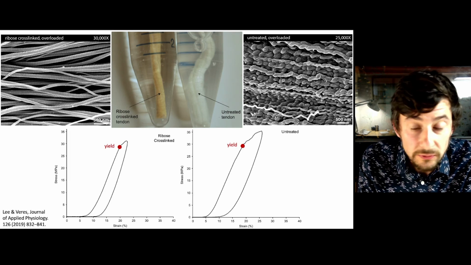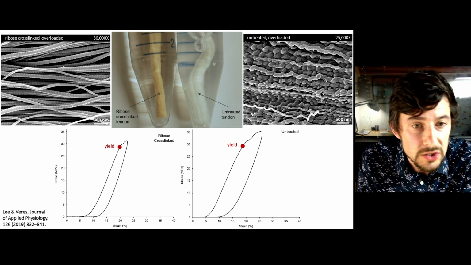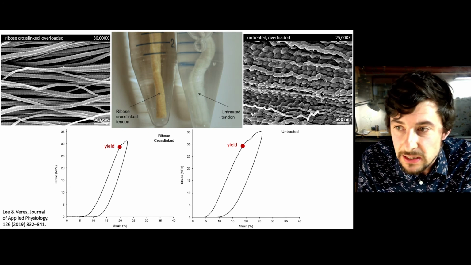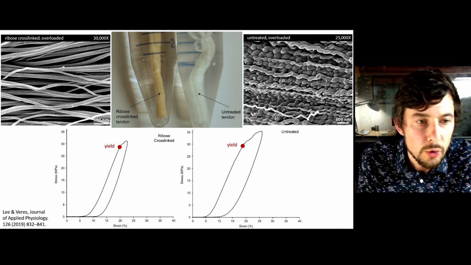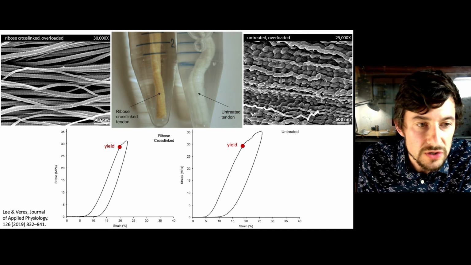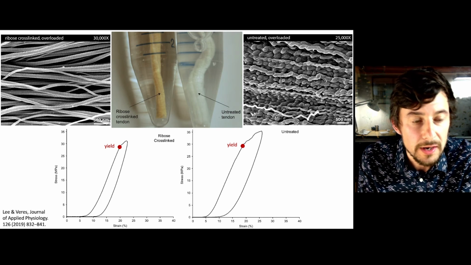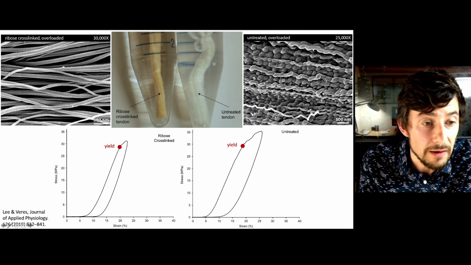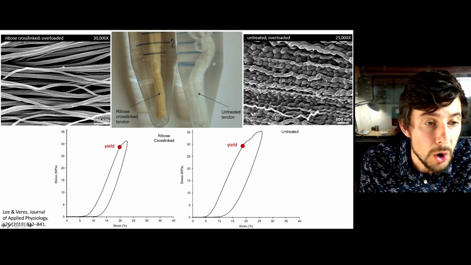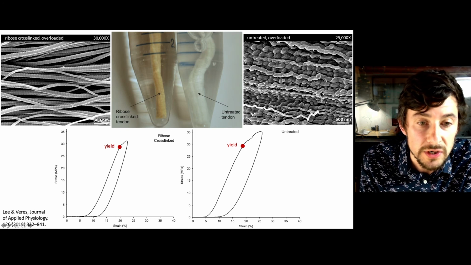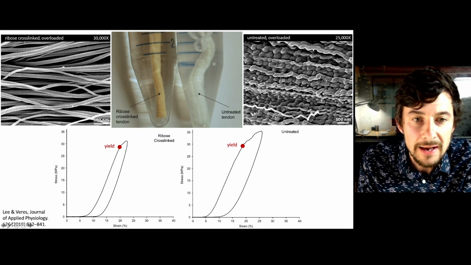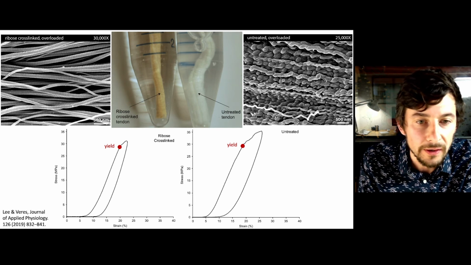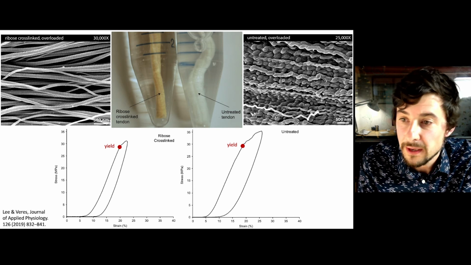What's interesting, though, is when you look at the mechanics for both the treated and untreated tendon, there's no difference within the normal range of physiological loading. So through the linear portion of the stress-strain curve below the yield point, it's similar for both treated and untreated tissues. It's only in the overload region where that added advanced glycation end product crosslinking makes a difference to mechanics.